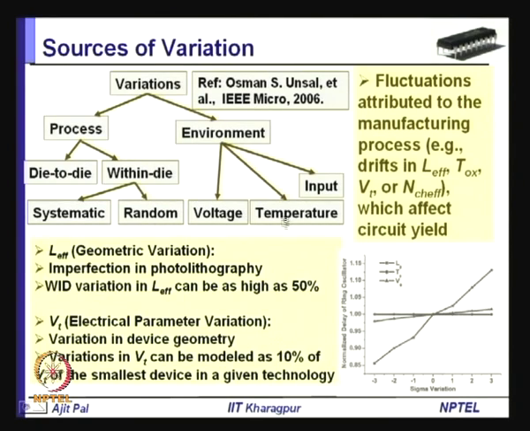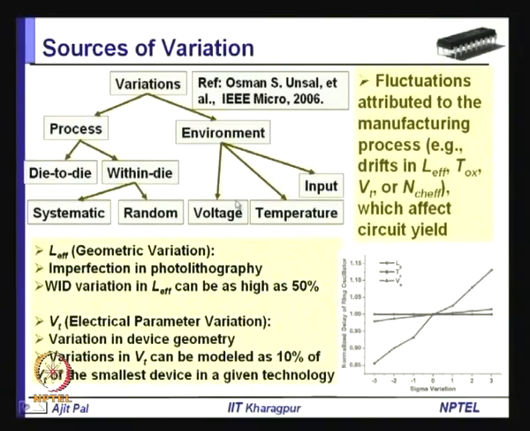Then temperature can change, as we know. The temperature is generated within the chip, and if there is no proper heat sink, the heat cannot be dissipated, and as a result temperature will rise. And another environment parameter is input. You are keeping on changing the input, and as we know, the input has a lot of impact on the dynamic power. That means, the number of transitions that can take place is dependent on the input.